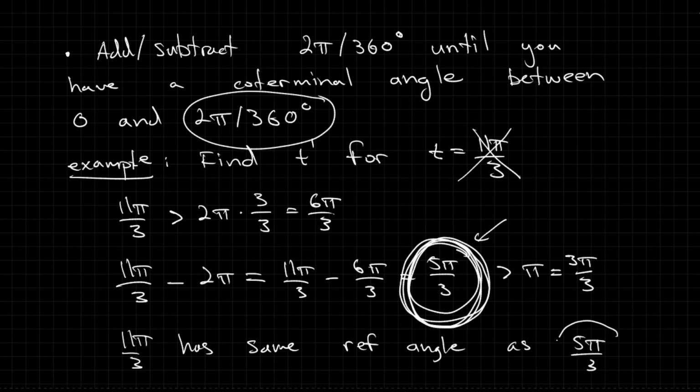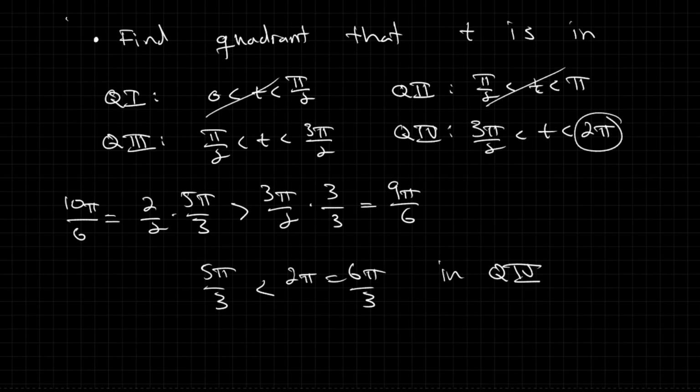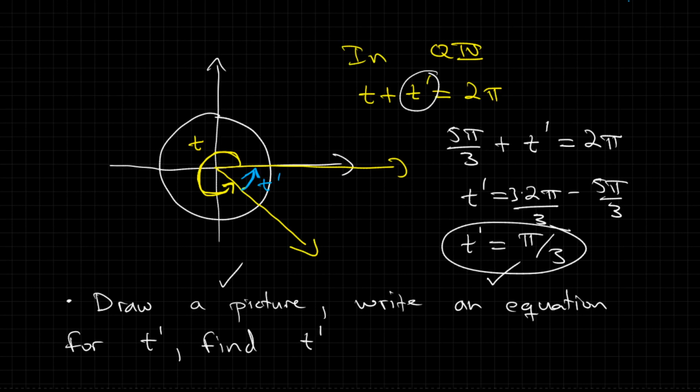And it's much easier to find the reference angle for 5 pi over 3 because it's between 0 and 2 pi. So a few steps: add or subtract 2 pi so that you get a coterminal angle that's between 0 and 2 pi. Find the quadrant that T is in. Then draw a picture, write an equation for T prime, and find T prime.